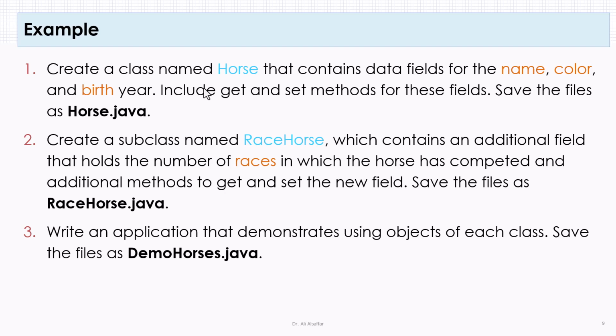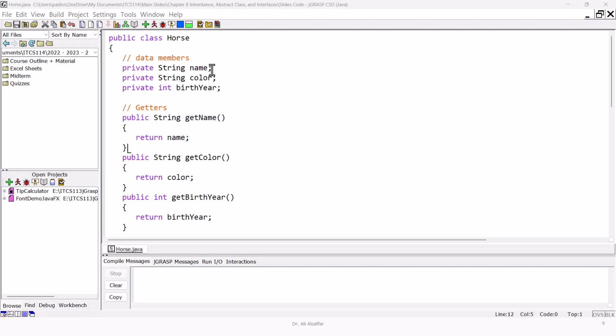So let us go to JGrasp. This is the class definition for horse. As you can see, it has 3 private data members. First is the name as a string. Second is the color as a string. Third is the birth year as an integer.